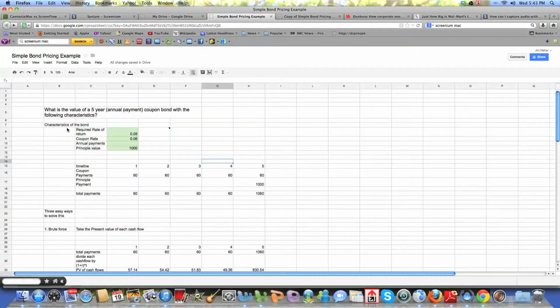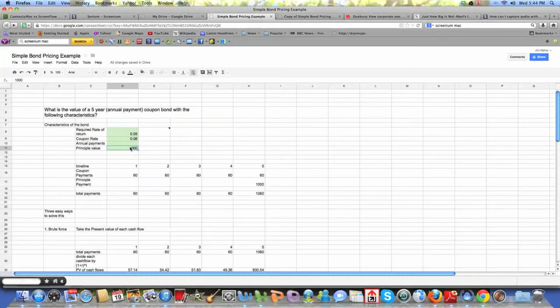Hello, what we're doing today is a video on bond pricing. It's hopefully a fairly simple bond pricing example, but what we are going to do is go through and price a bond. I've made a couple examples here. We put a required return of 5%, a coupon rate of 6%, and a principal value of $1,000.